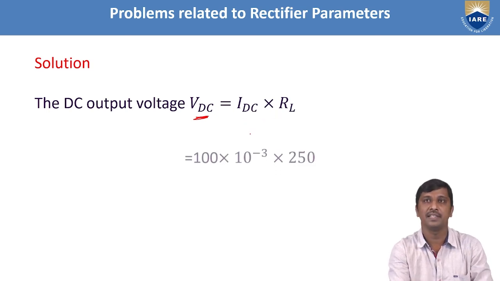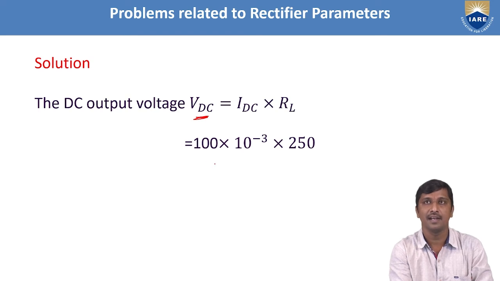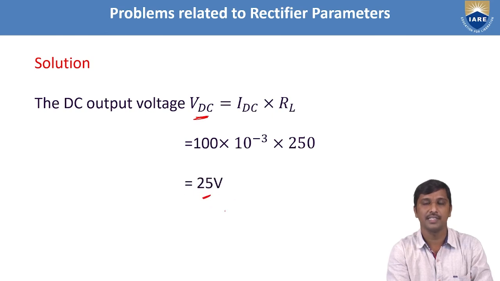In the problem, the DC current is given as 100 milliamperes, so 100 into 10 to the power of minus 3. And the load resistance they mentioned is 250 ohms. Then solving this product, it gives the DC output voltage as 25 volts.